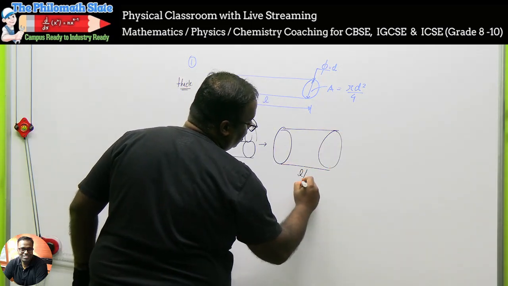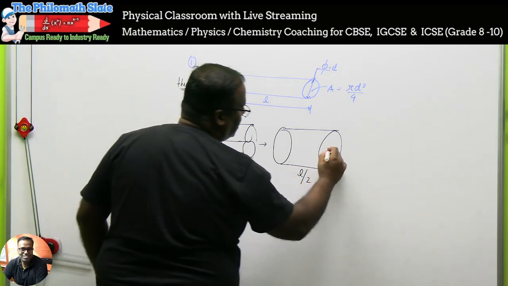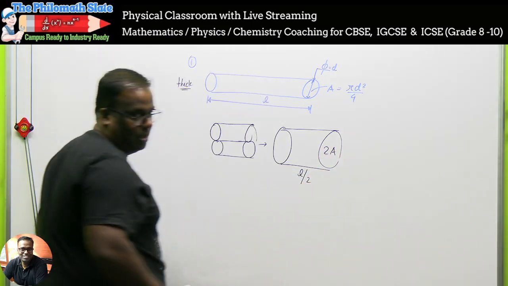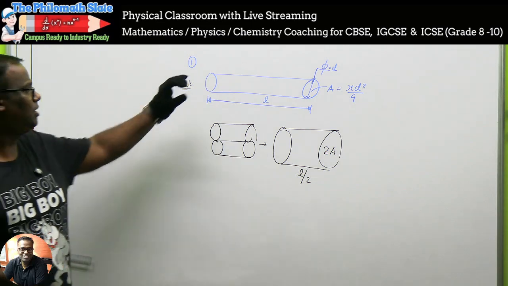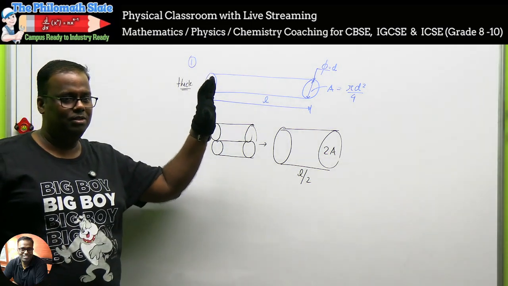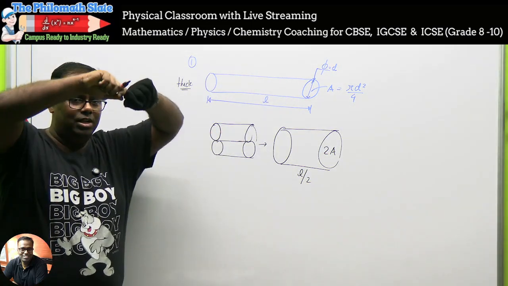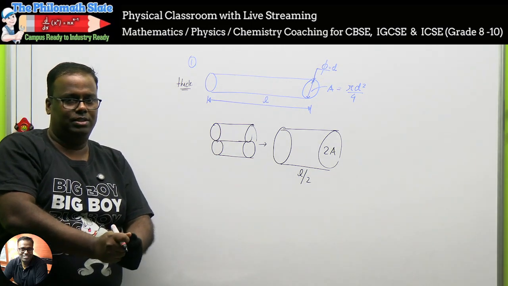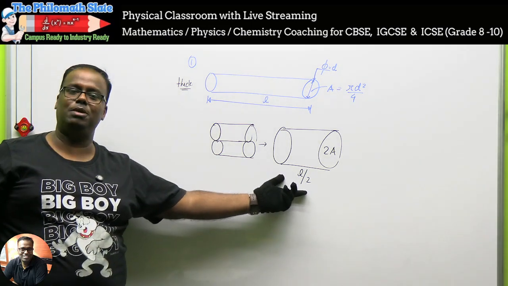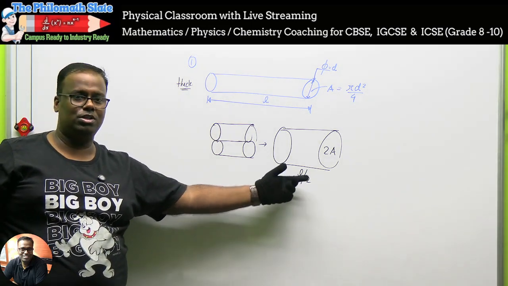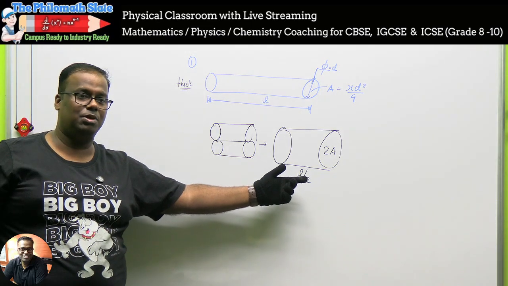L कितना हो गया? L by 2. A कितना हो गया? 2A हो गया. The cross sectional area just becomes double. You have taken the same wire and you have folded it. So what about the length? The length has become L by 2. What about the cross sectional area? The cross sectional area has become doubled.